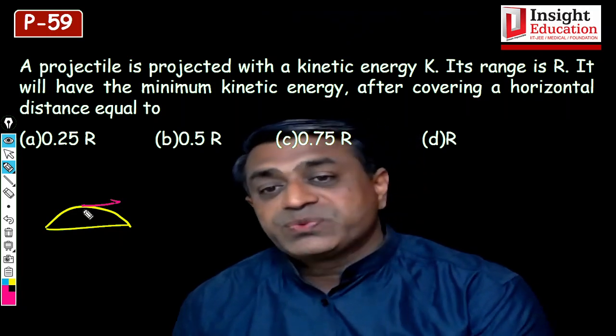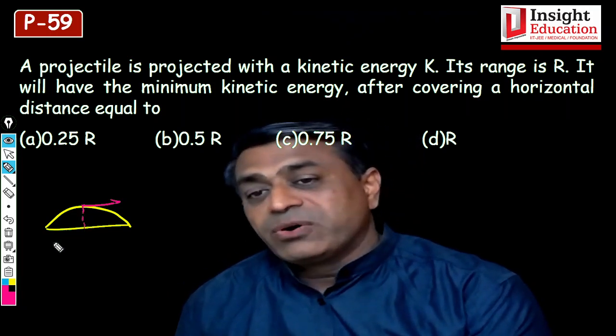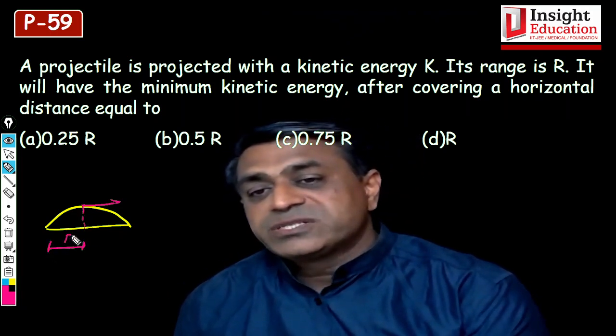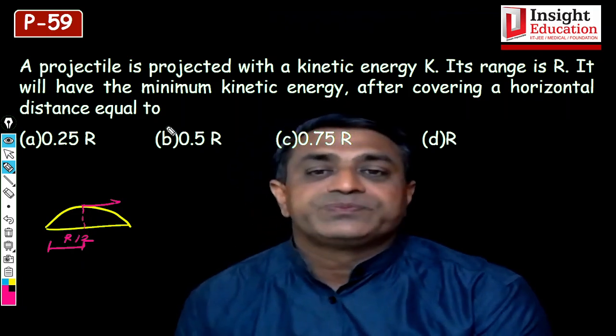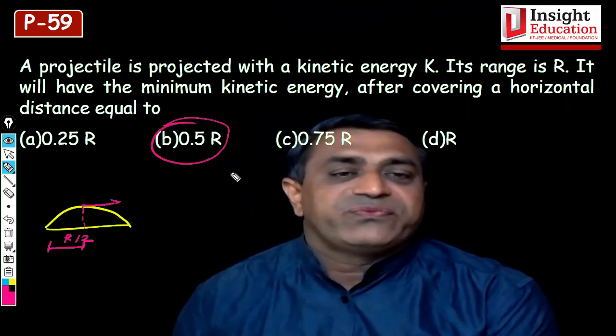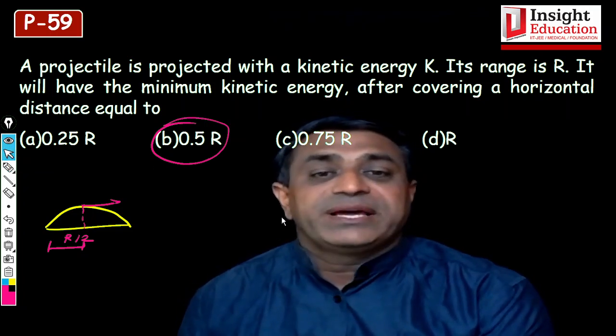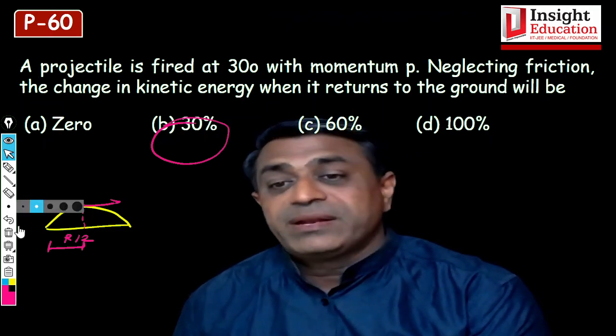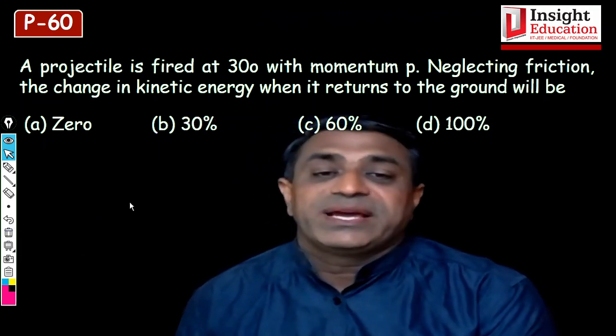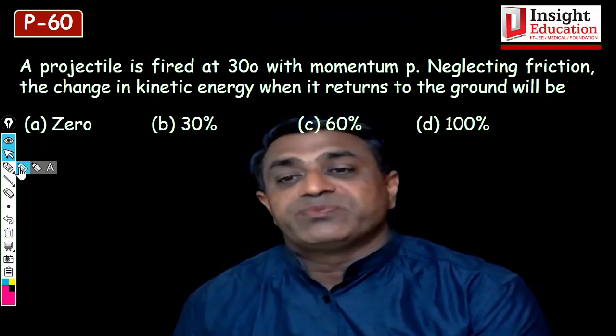So at the highest point, what is the horizontal distance? The horizontal distance is R by 2. So that is 0.5 R. Clear? So at the highest point, kinetic energy is not zero anywhere. So the minimum value of kinetic energy is at the highest point.